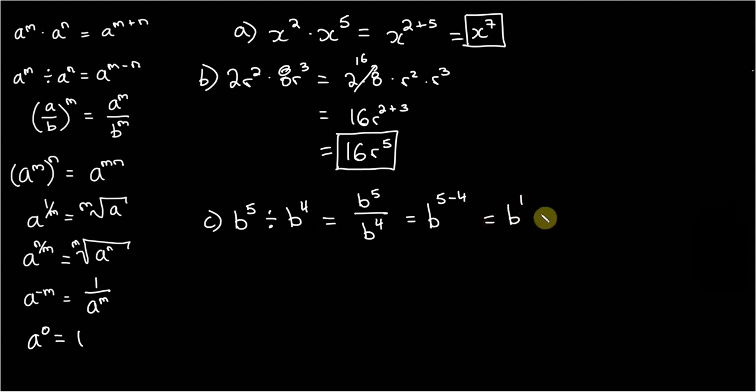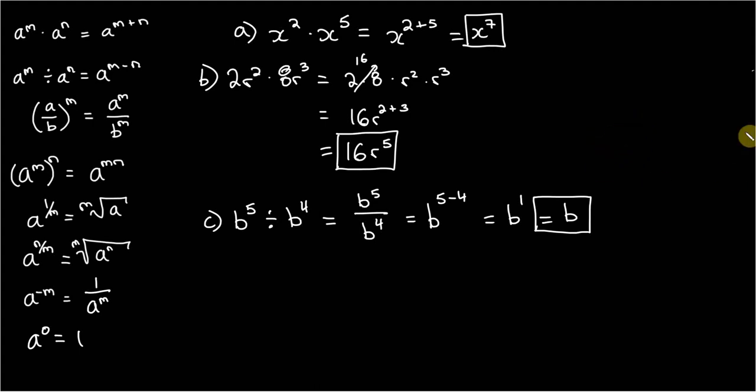But you don't need to write the power of 1. You can just write that it's equal to b. The 1 is implicit there, so we don't write it. It's the same with, for instance, taking a square root. The 2 there is implicit. You don't always have to write it.